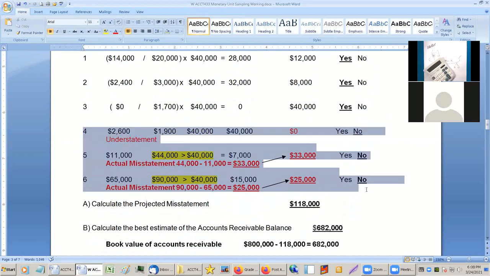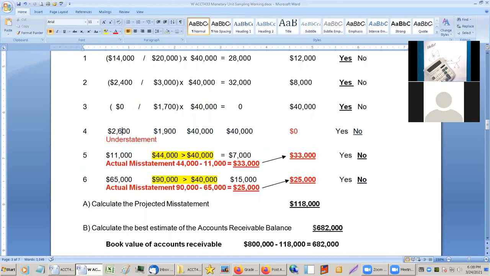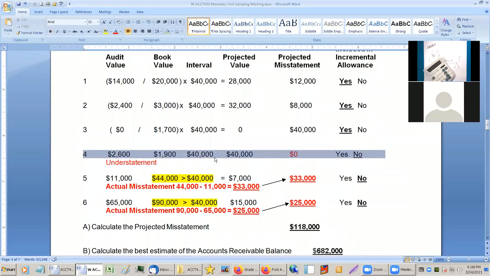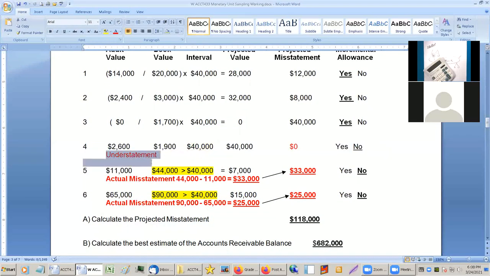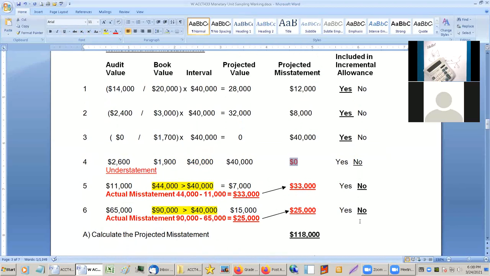These down here are the kooky ones. And this one is kooky because this method is only for overstatements. So when you run into an understatement, you ignore it. An understatement, that means there is no misstatement, it's ignored. I know that sounds funny. It kind of goes against most people's intuition. You say, wait, I found a misstatement. It's the wrong kind of misstatement.